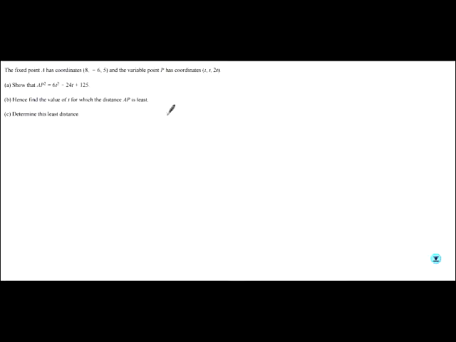Hi guys, welcome to question 6, where first of all we have to show that AP squared is equal to this. So let's get our head around this question. We've got a point in 3 dimensions, x, y, and z, and a variable point P has these coordinates. So there are no numbers, which automatically makes it a bit tougher.